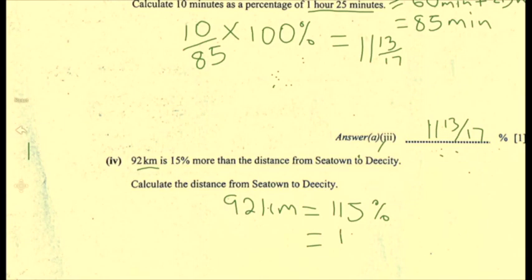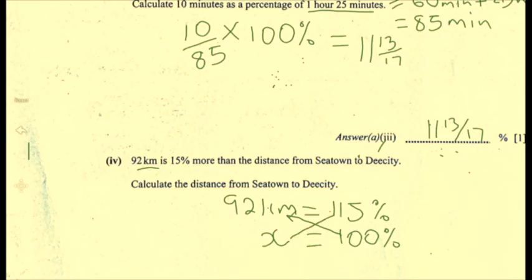So in this case, you want to calculate your 100%, which is the distance we want to calculate. So it's equivalent to X. So you can use a reverse percentage to solve this problem here. So therefore, if you cross and multiply there, you get 115 x equal to 9200.